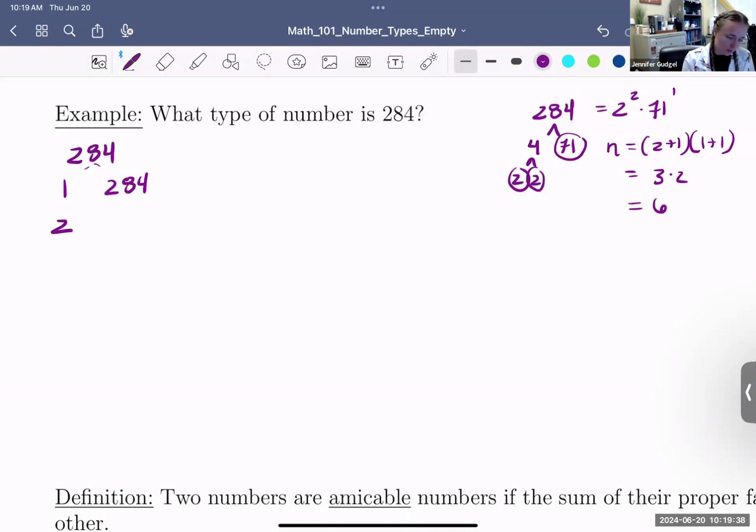2 went into it for sure. It's an even number, so we know it's divisible by 2. 2 and 142. And then up above, we had 4 and 71. That was what I did on my prime factors. All right, we have all 6.